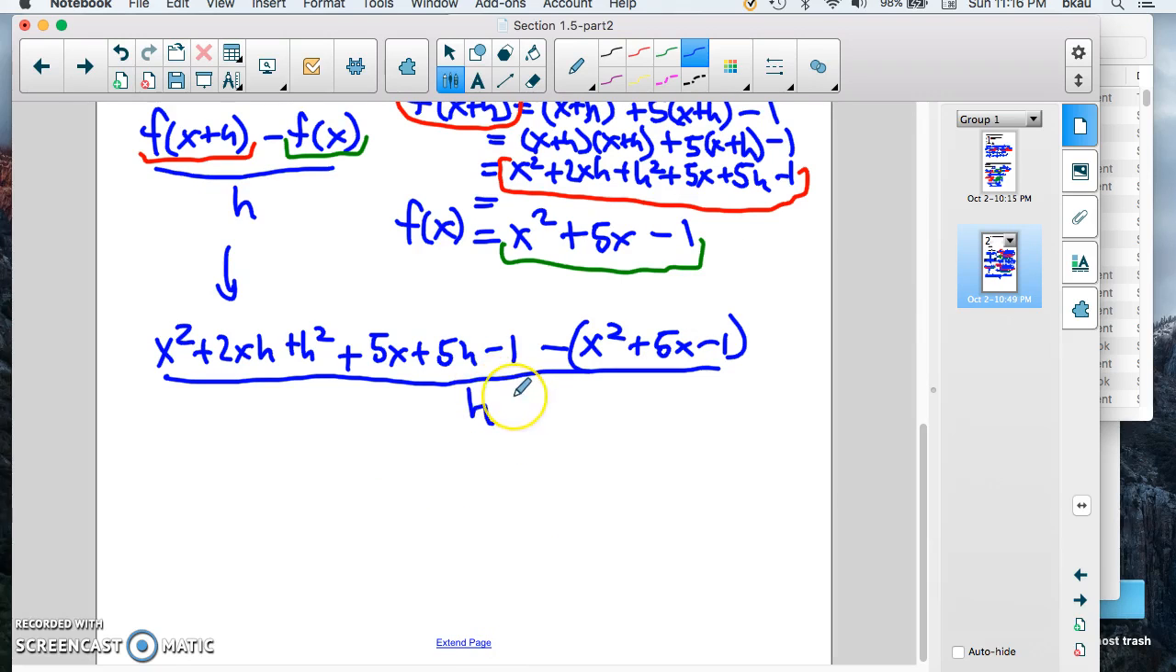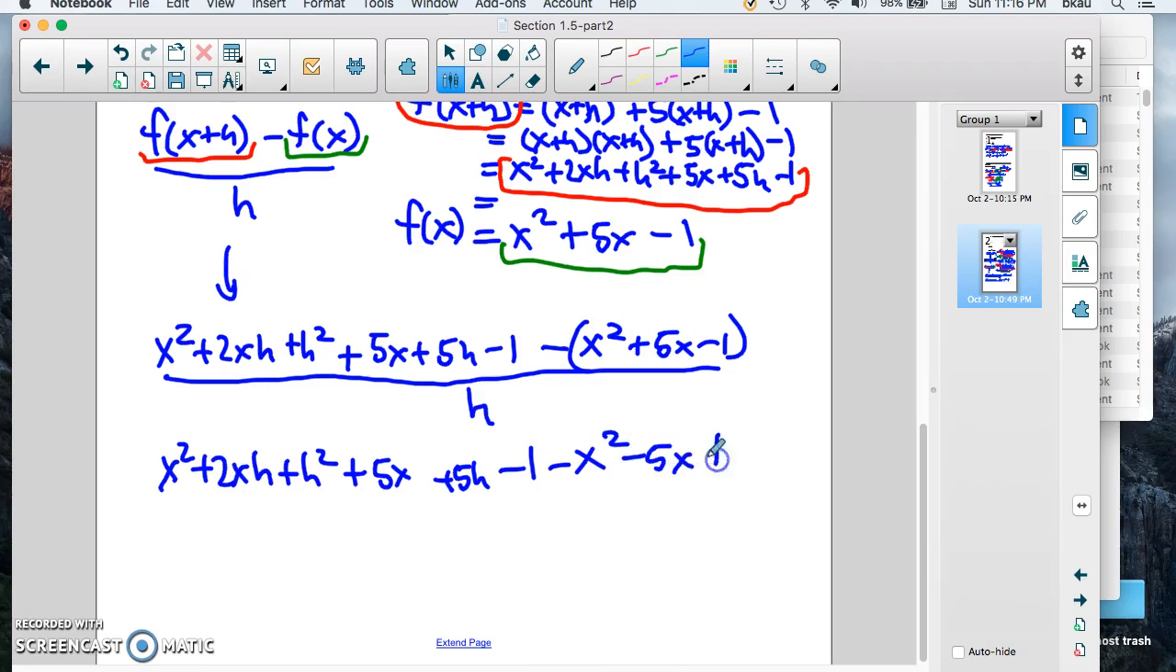So when we do this, we're going to change all the signs. So the first terms stay the same. But here we change the sign, so that's going to be minus x squared minus 5x plus 1. So we do the distributive property there and change all the signs. What's going to happen then is some of the terms will reduce. This x squared here will reduce with this x squared.